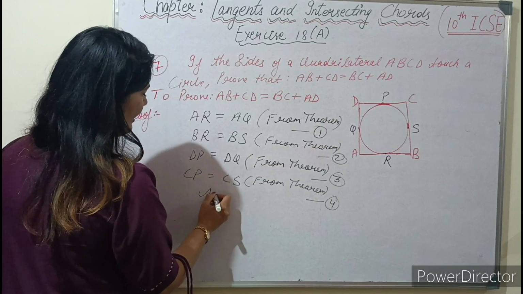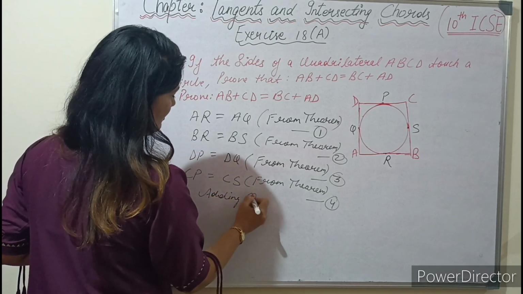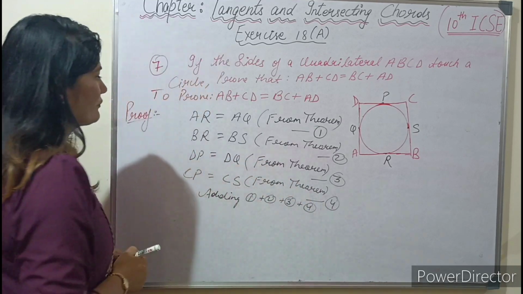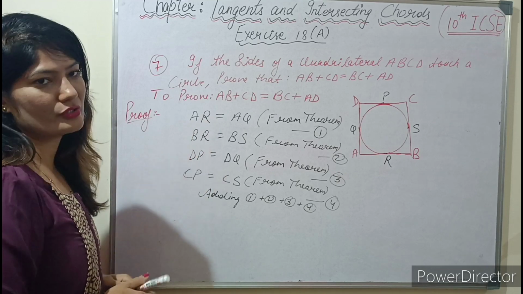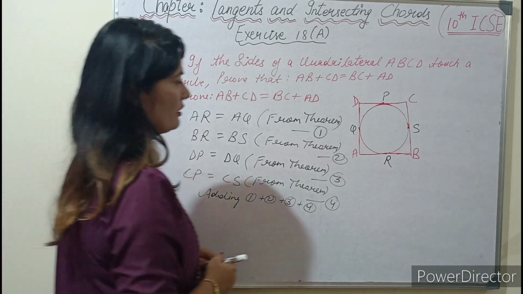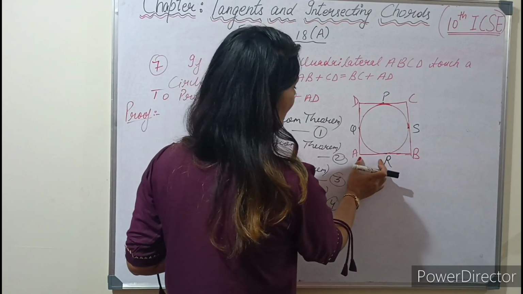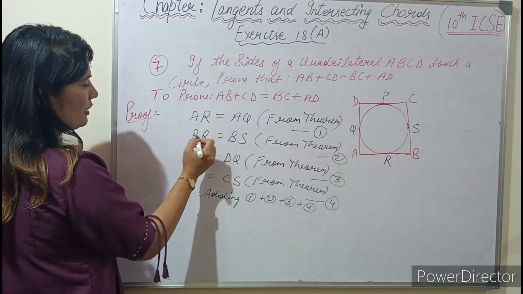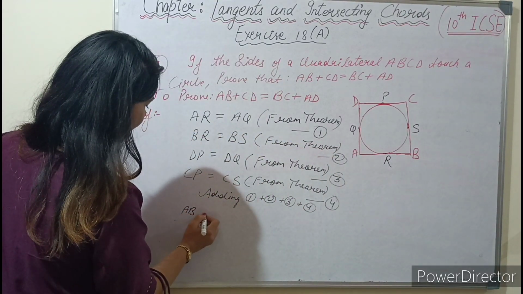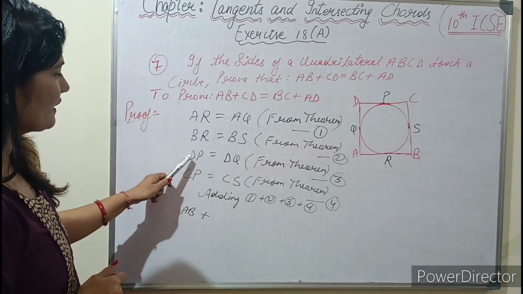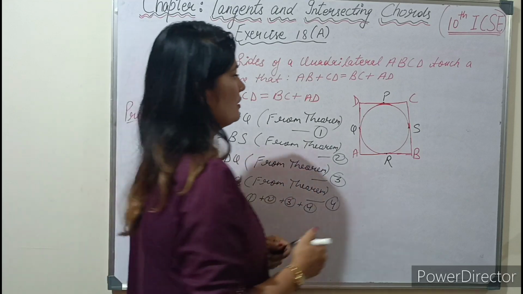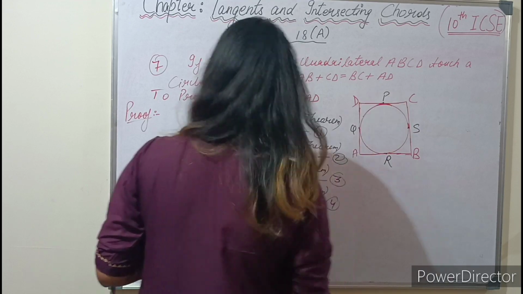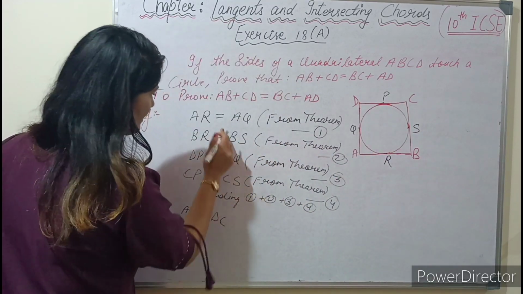Now in this case you have to add equation 1 plus equation 2 plus equation 3 and equation 4. So if you add equation 1 and equation 2, this is AR plus BR. Now from the given figure, AR plus BR is the complete side AB. So in place of this AR plus BR, I can write AB plus. Now DP plus CP. Again from the figure, this is DP and this is CP. So DP plus CP is the complete side DC. So write here DC.